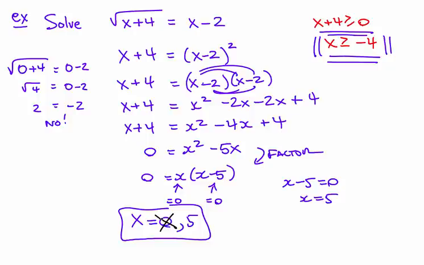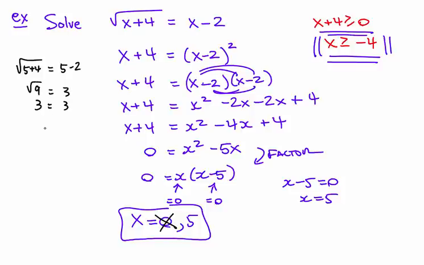So 0 is not actually one of my solutions. If I erase that and substitute in 5 instead, I get the square root of 5 plus 4, which is the square root of 9, which is 3. And is that the same as 5 take away 2, which is 3?